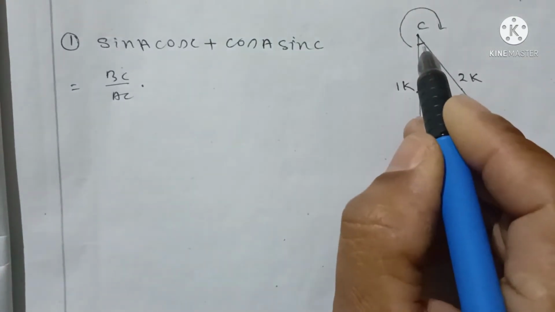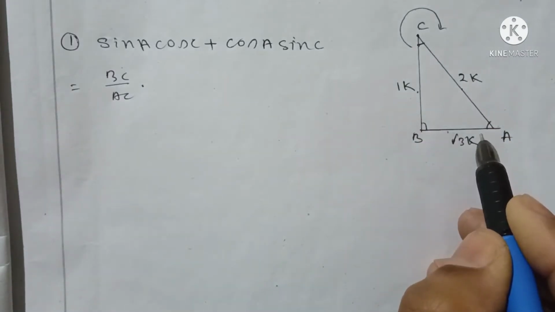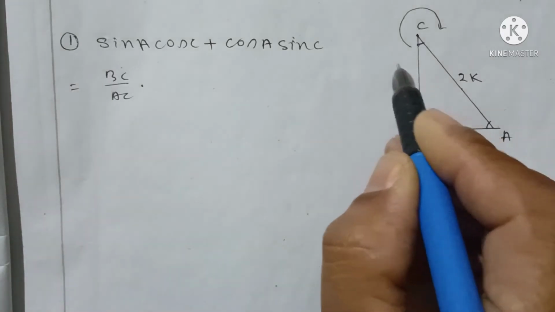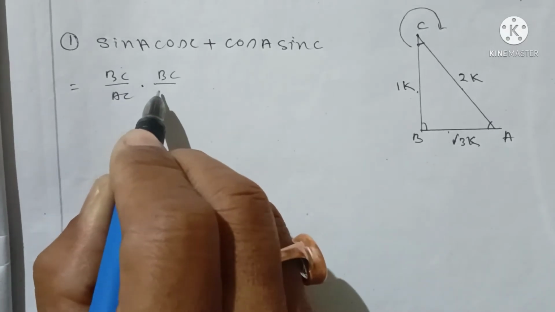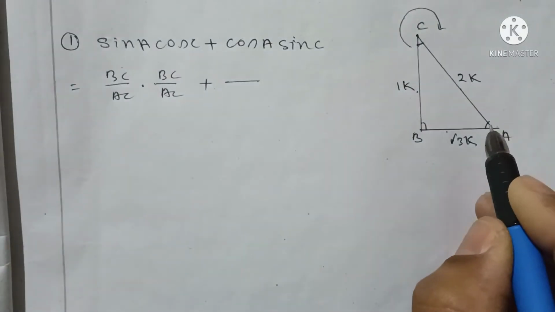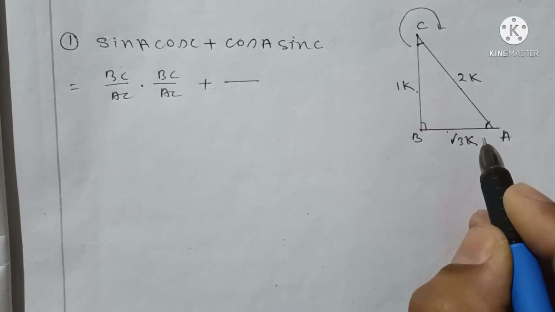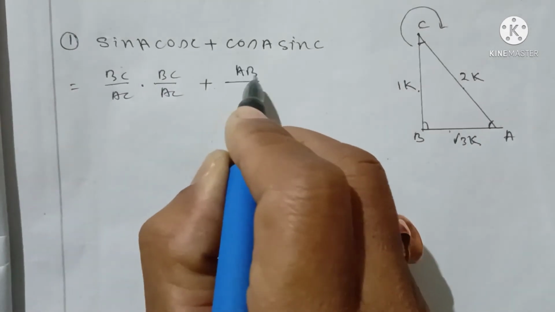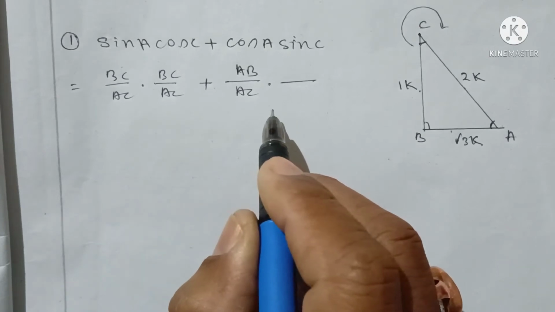Cos C, this is C. Then we have to take this as perpendicular. Then cos means what? Base by hypotenuse. Base BC by hypotenuse AC, plus now cos A. This is acute angle A. Cos A means what? Base by hypotenuse. This is base, this is hypotenuse, AB by AC.